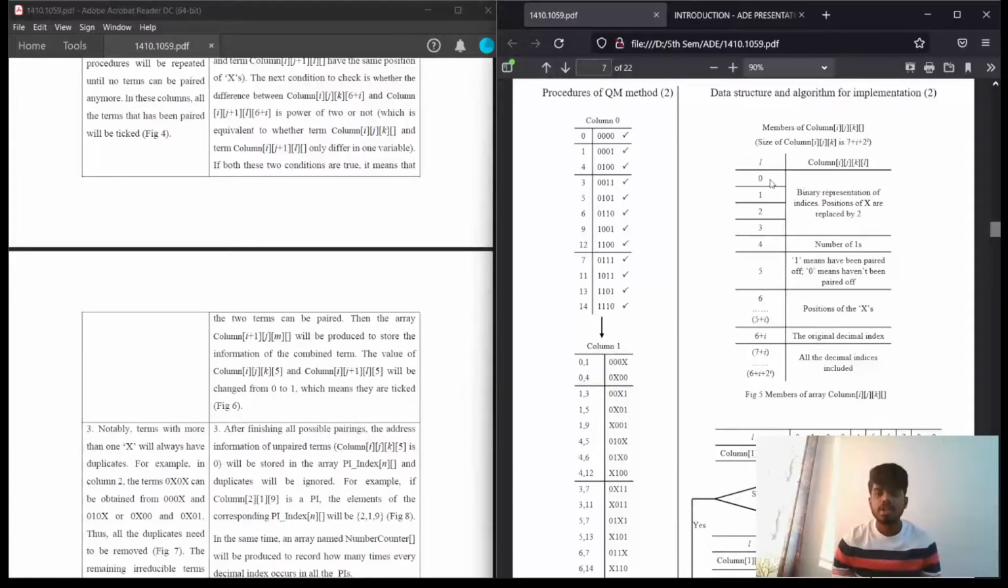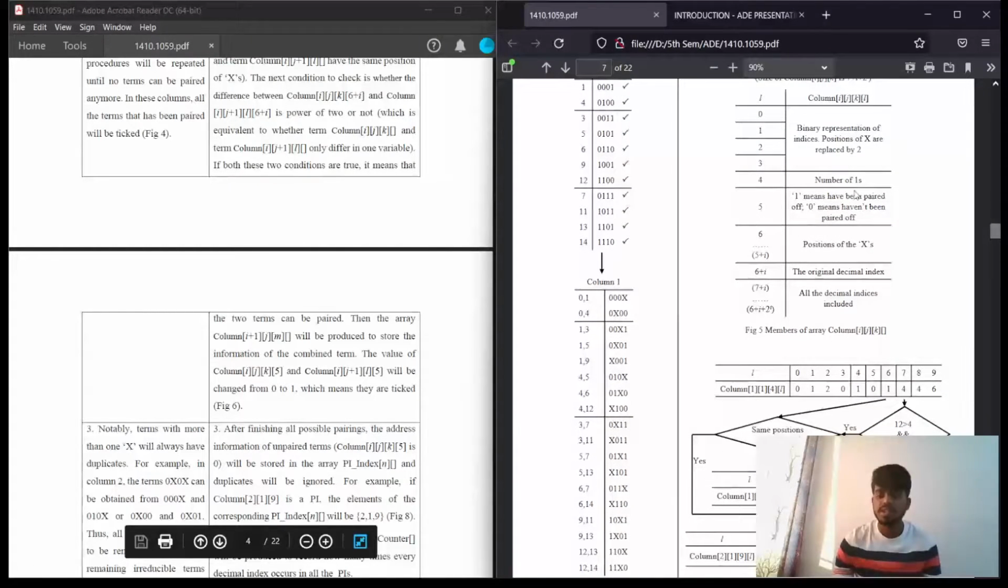For 0, 1, 2, 3, the first four parts are the binary representation of positions, where x is replaced by 2. Remember, wherever the pairing had occurred, we replaced it by x while solving on paper. But in the code, wherever x is there, it is replaced by 2. And in the fourth place, the number of ones is written.